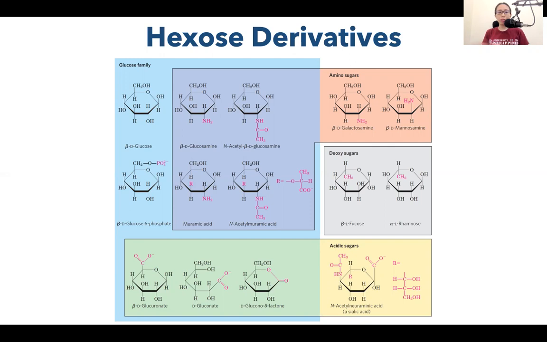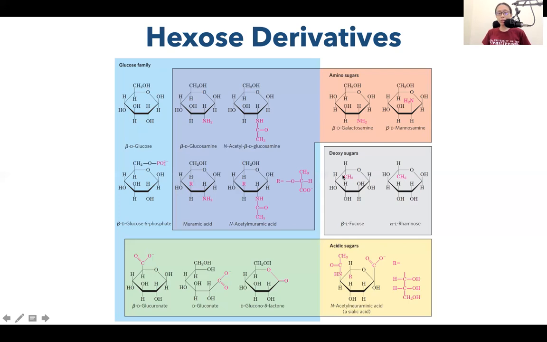For example, let's take glucose, galactose, and mannose. Instead of a hydroxyl group attached to carbon 2, we have an amine group. So we have glucosamine, galactosamine, and mannosamine. Now, this amine group can sometimes be condensed with an acetic acid, and we end up with what is called N-acetyl glucosamine. N-acetyl glucosamine is an important component of your bacterial cell wall.